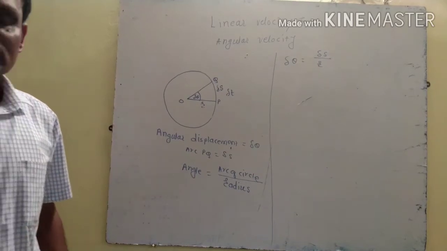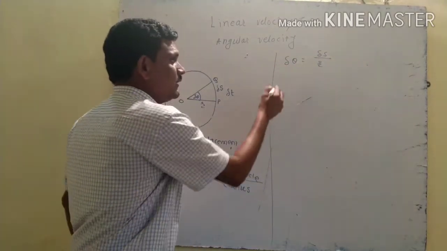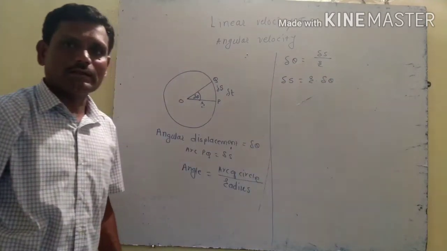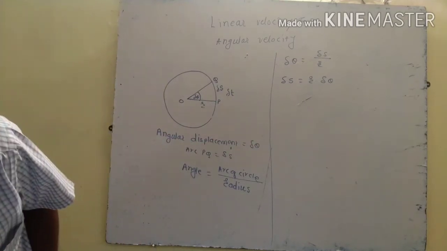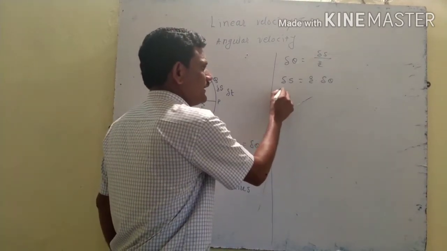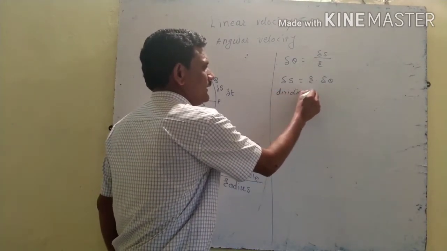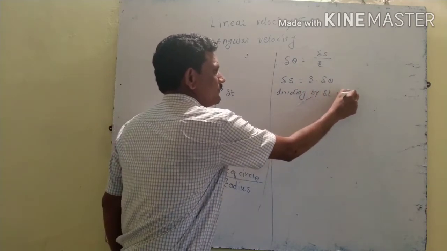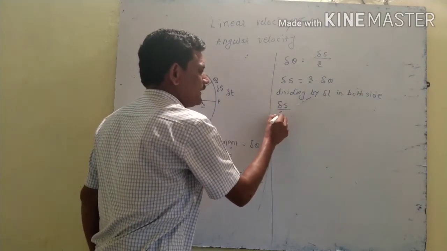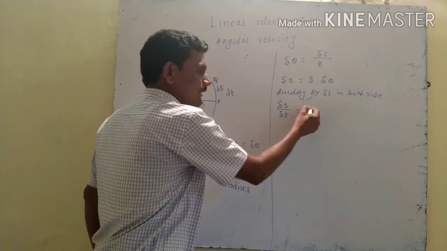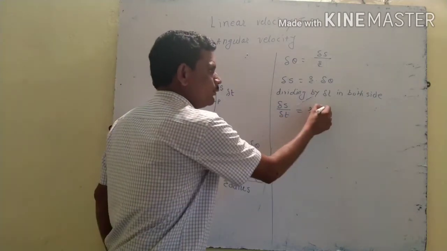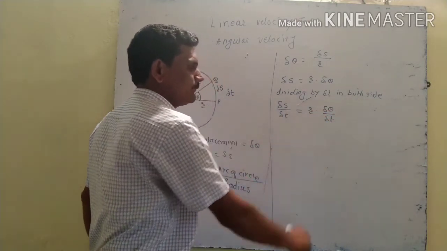Because we have delta s divided by r, from this equation, delta s is equal to r into delta theta. Now, this equation is divided by the time delta t, that means dividing by delta t on both sides. Therefore, delta s divided by delta t is equal to r, which is the constant radius, into delta theta divided by delta t.